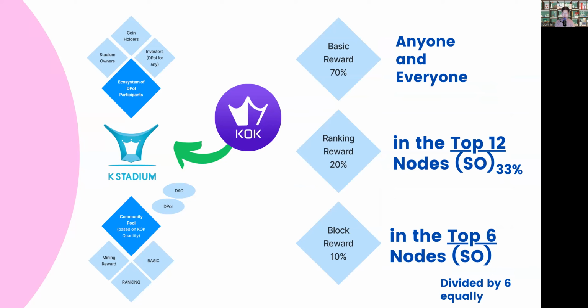So meaning you will take part of the 70% basic reward that everybody gets. You'll also take part of the 20% of the top 12 ranking rewards that you'll get. And you'll also receive the top 10% by being part of the top 6 SOs. So your percentage will be very high.